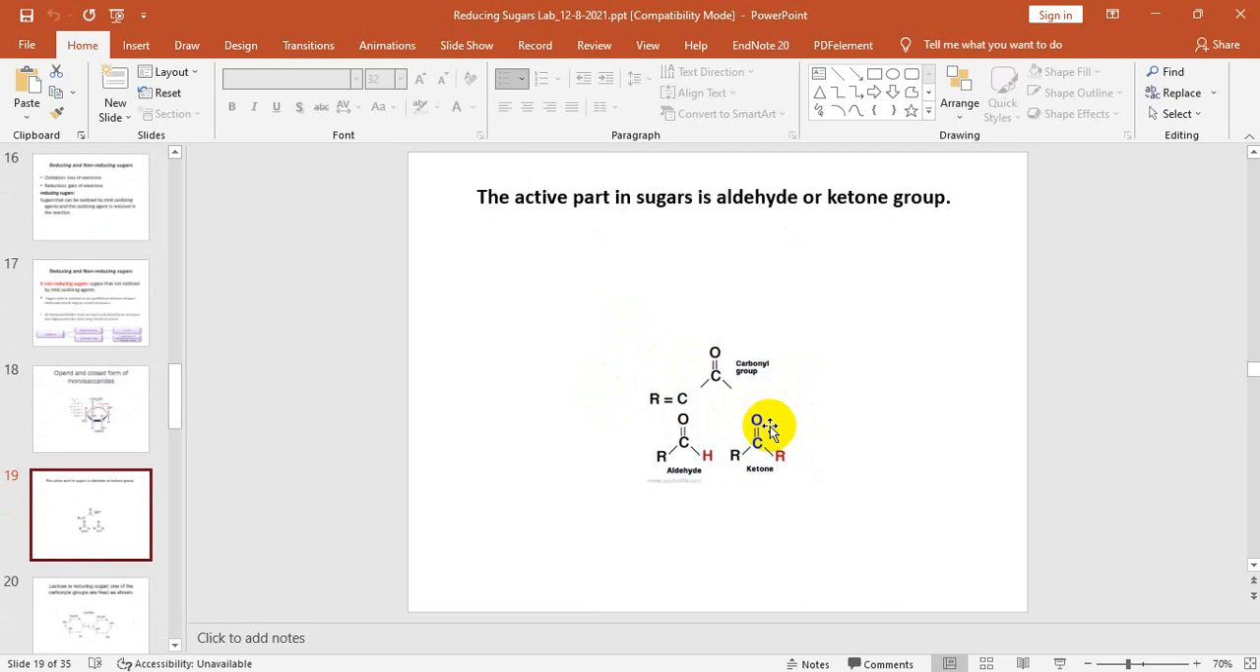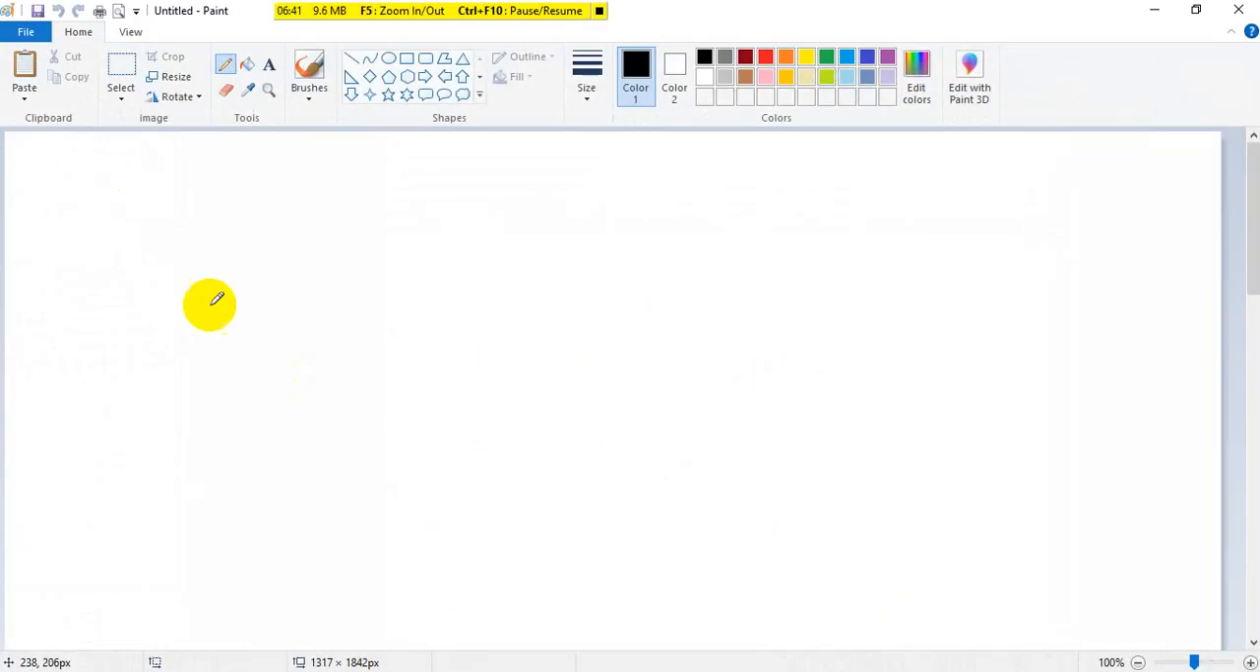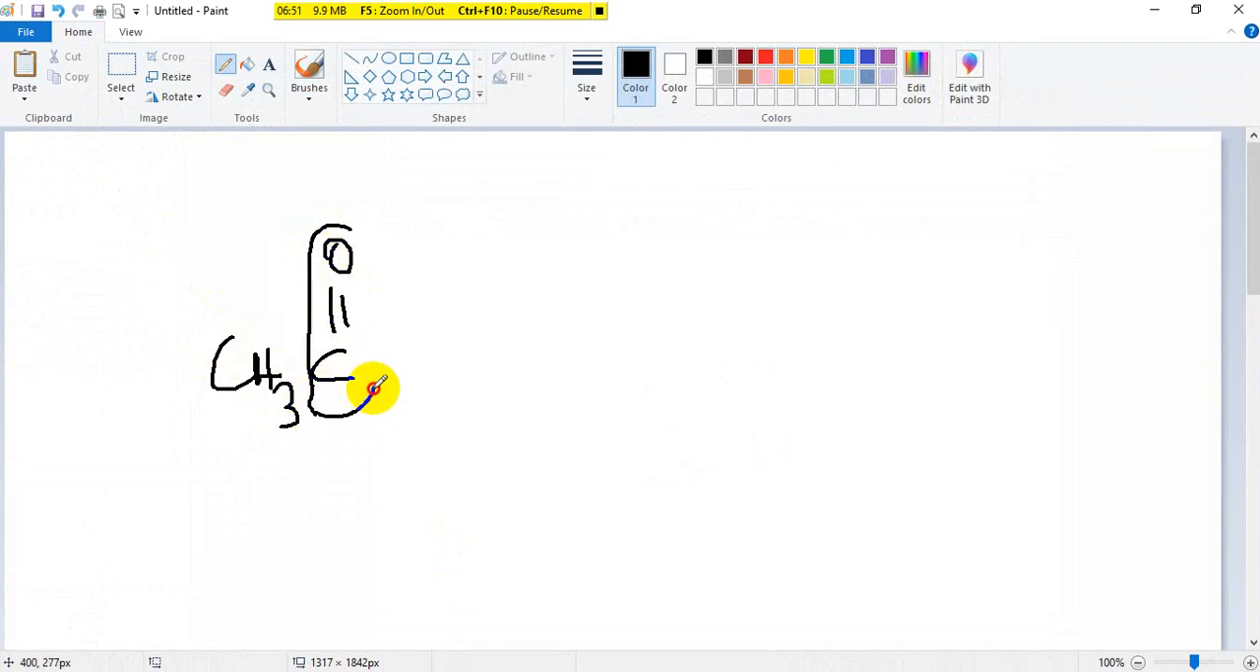The active part in sugars is the aldehyde or ketone group. So every sugar has an aldehyde or a ketone group. Let's see what an aldehyde is. For instance, if you have CH3, C double bond O, the C double bond O is what you call the carbonyl carbon. This carbon is the carbonyl carbon.